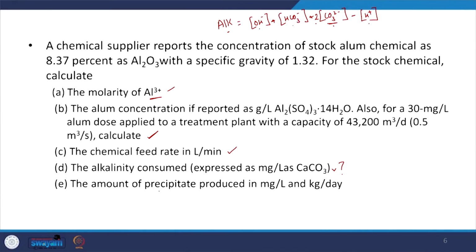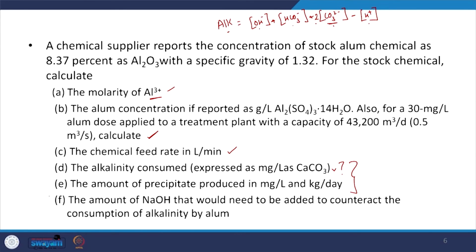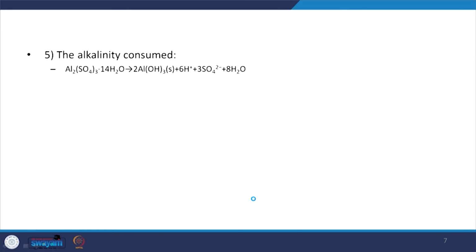And what is the amount of precipitate produced? For this you will have to look at the relevant reaction, we will look at that. And how much NaOH has to be added if you want to see to it that the alkalinity is not consumed. So, let us look at the equation. Alkalinity consumed, this is what we have. If I am adding alum, aluminum hydroxide is precipitating out and sulfate will be released and H plus is being released. So, pH is going to decrease, and we know the equation for alkalinity.